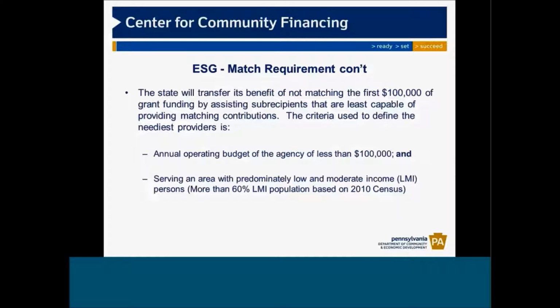Their client's AMI was, I believe, 80%. So whatever you're using for match, the client cannot be more than 30%. If it's 31%, you cannot use that client as match for ESG. So again, we apologize for the misunderstanding. And we're going to send out an email to everyone who participated in, or at least registered for, the technical assistance phone call to provide some clarification on that.